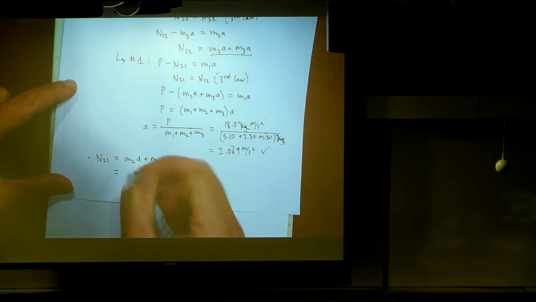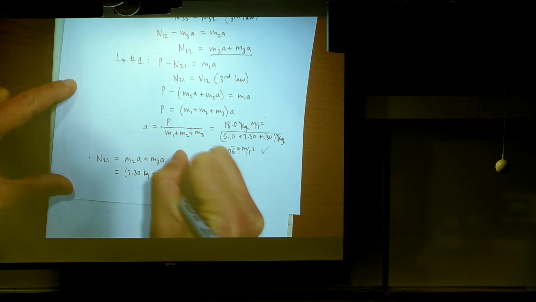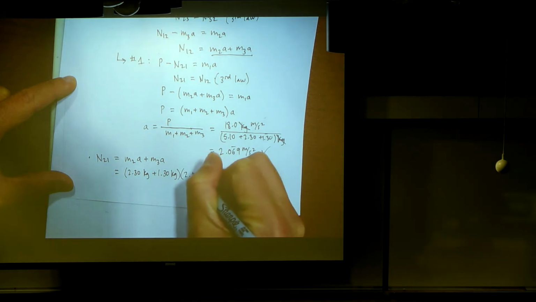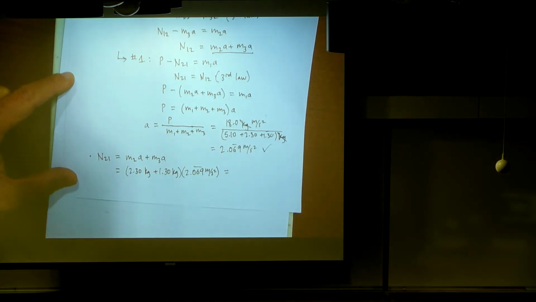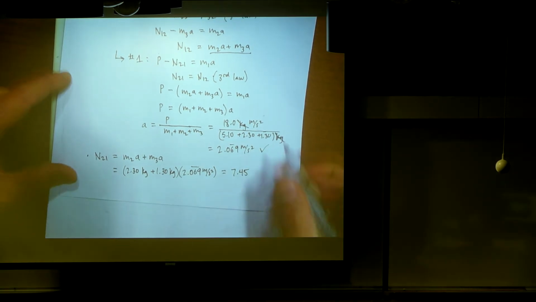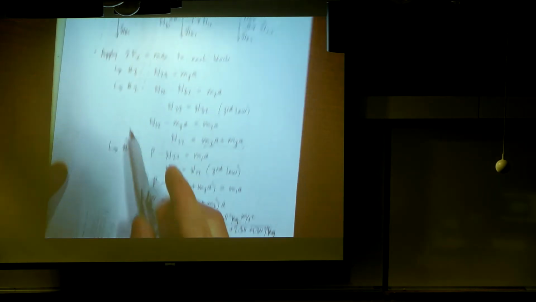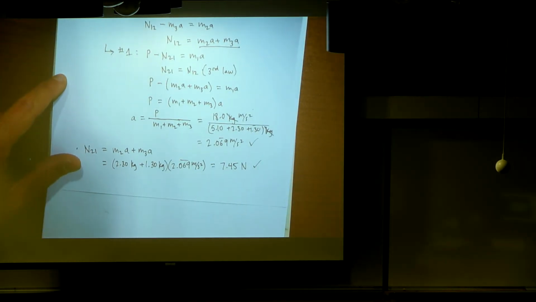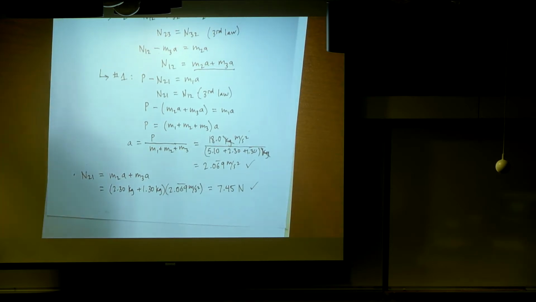Mass 2 was 2.3 kilograms. Mass 3 was 1.3 kilograms. And the acceleration is right up here, 2.069 meters per second squared. If you crunch those numbers, you'll get 7.45, and the units here are newtons, because it's a force. So that means the normal force between these two blocks right here is 7.45 newtons. So we good on that? Okay, let's do the last part.